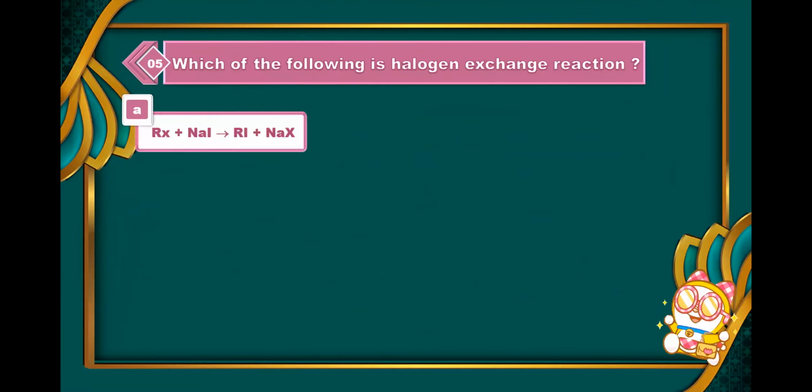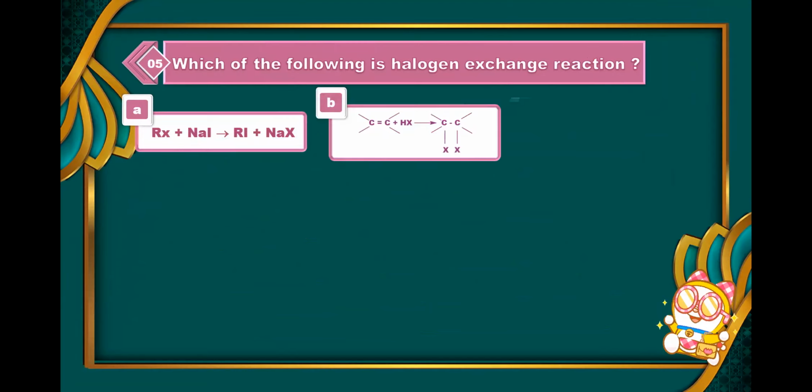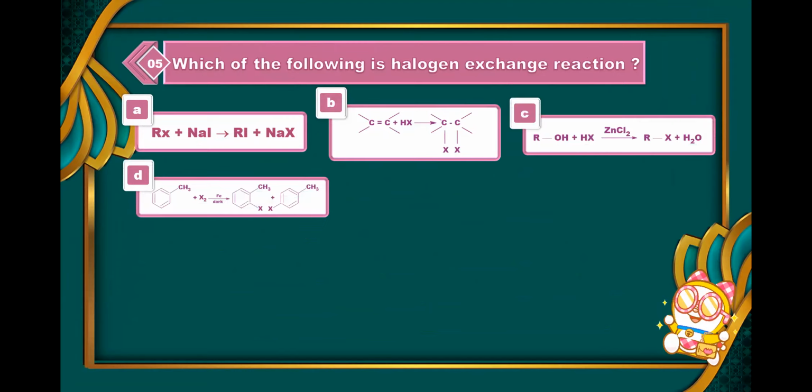Which of the following is a halogen exchange reaction? What do you mean by a halogen exchange reaction? One halogen goes and substitutes the place of another halogen. See here, this is an iodine. It goes and substitutes another halogen. That's why it is called a halogen exchange reaction. Option 1 is an addition reaction. It's a normal displacement reaction. But if you see the first one, here this halogen is displacing another halogen. One halogen displaces another halogen, that is known as a halogen exchange reaction.